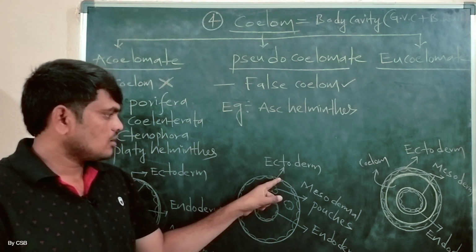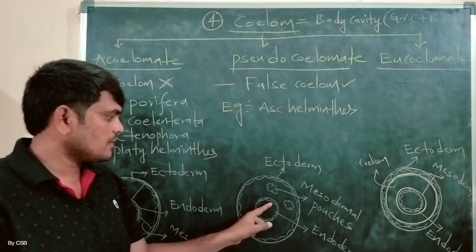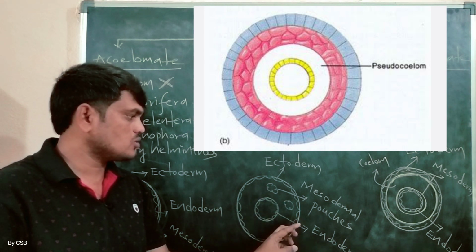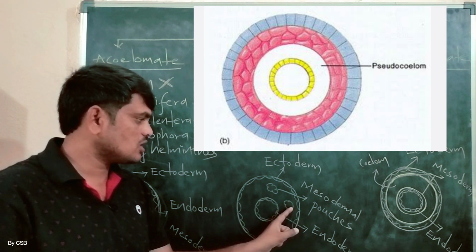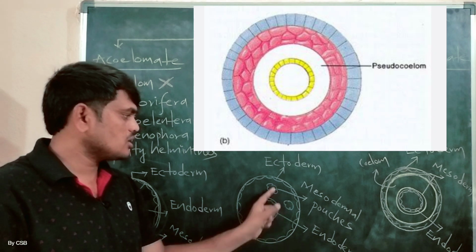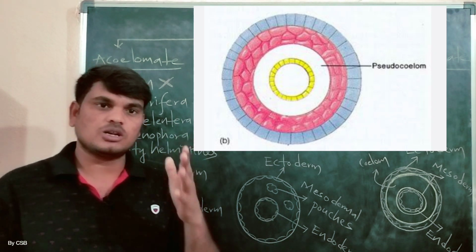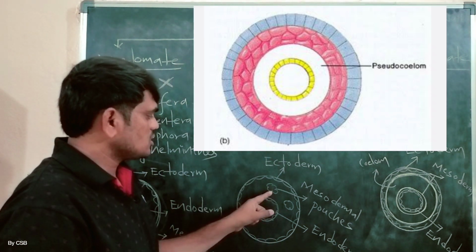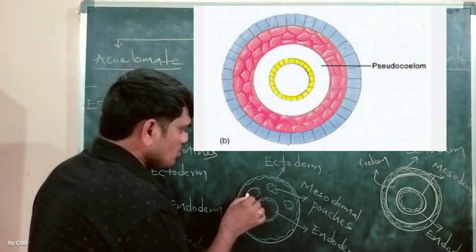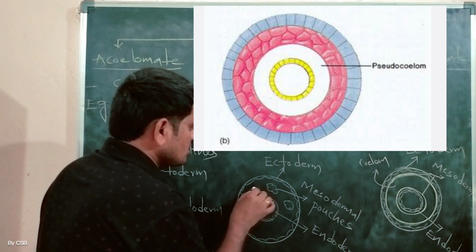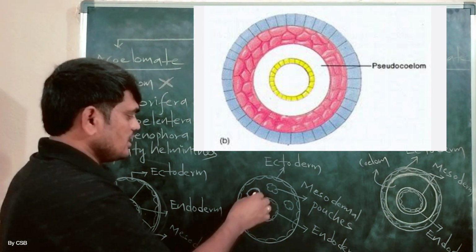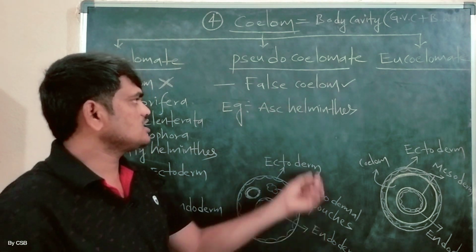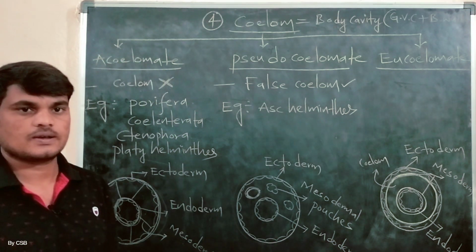Why? Because at the embryonic stage, the ectoderm layer is there, the endoderm layer is there. In between them, we can observe mesodermal pouches, not a layer. Somewhere we can observe the mesodermal pouches. There is no mesodermal layer. Because of that reason, coelom is present here, but the coelom is not visible. There is no clear coelom in that. So it is called false coelom, exhibited by Helminthes.